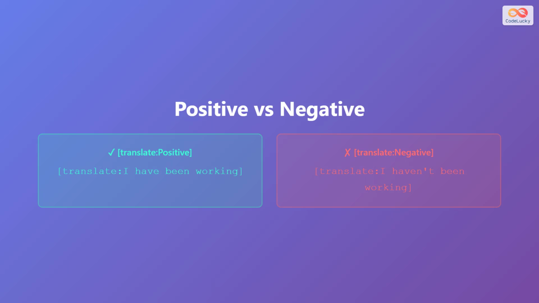Let's compare positive and negative forms. The positive form is I have been working. This means the action was happening and continues to happen or just stopped. The negative form is I haven't been working. This means the action was not happening during a period from the past to now. The only difference is the addition of not after have or has. Remember, this simple change converts a positive statement about an ongoing action into a negative statement about an action that didn't happen. This contrast helps you understand the meaning clearly.